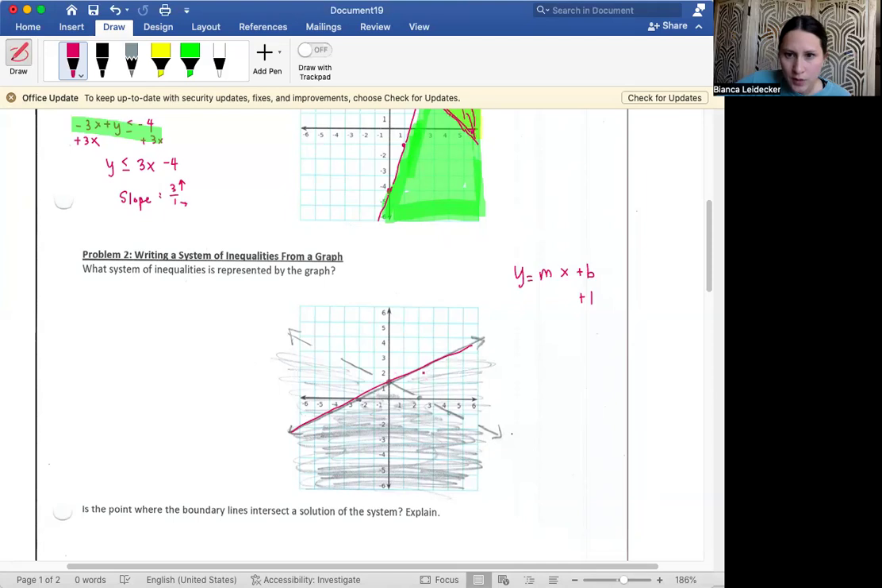And then I'm going to look at the slope. If I pick a point here, it looks like it's going up 1 over 2. So that would be up 1 to the right 2, which is 1/2 x. Okay, so if this was just a line, it would be y equals 1/2 x plus 1. Now, it's a solid line, so I know that whatever inequality it is, it's going to have an equal to or equal to part to the inequality. And then it's shading below, which means it's going to be a less than symbol.